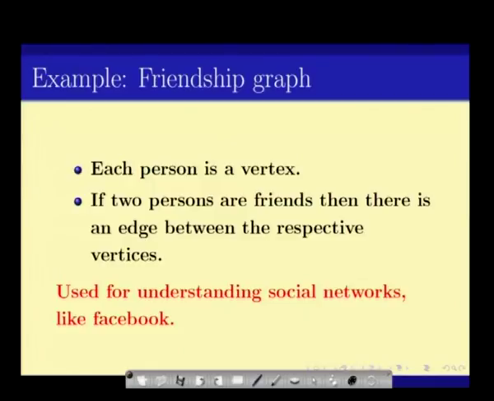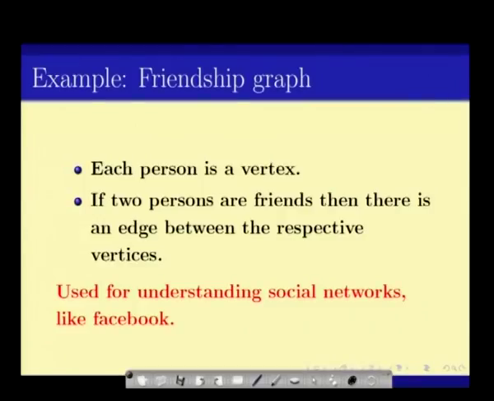So, this is known as the friendship graph. Each person is a vertex. So, I represent each of the human beings on the earth as a vertex. Now, we say that any two persons, if they are friends, then I draw an edge between them. This is a description. Of course, it is a different thing how we get such a description, or how we understand who is a friend of whom and so on.